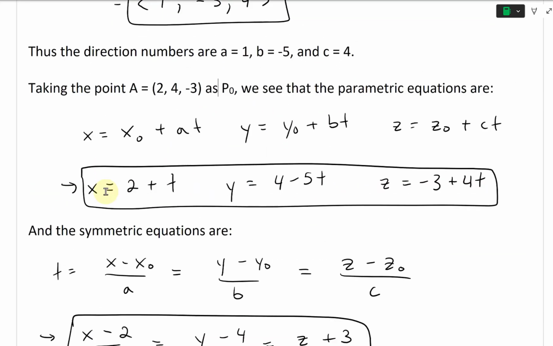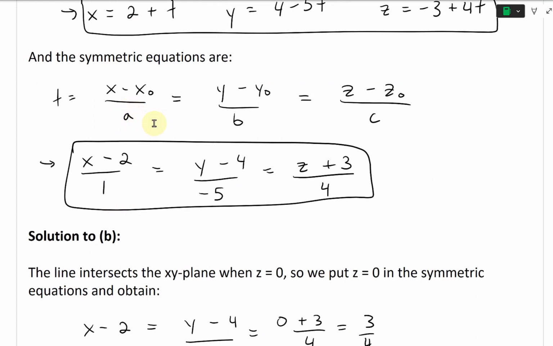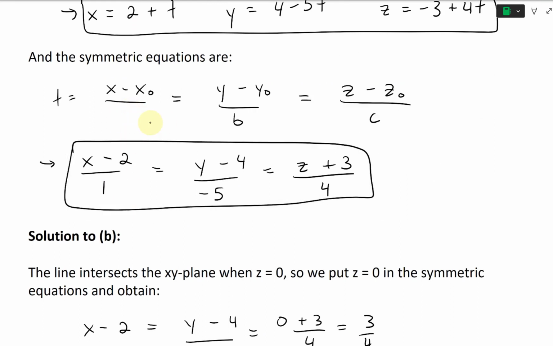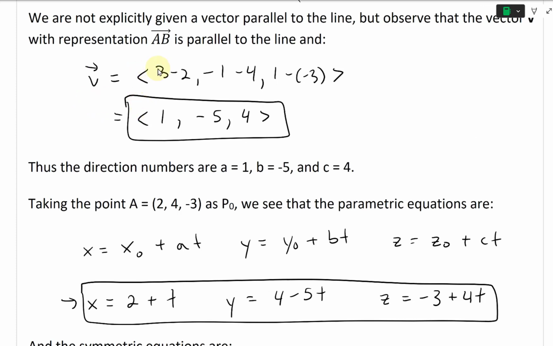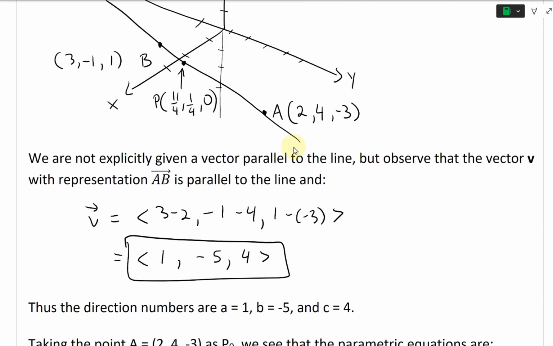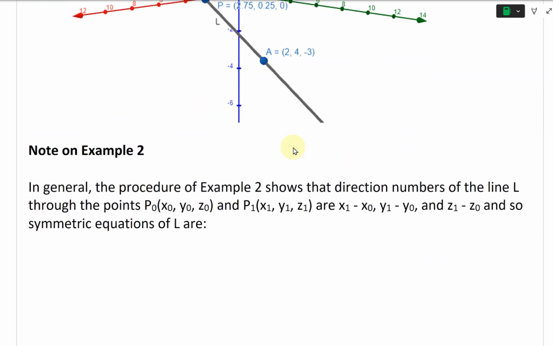And those are the direction numbers there. So in other words, we could write this equation as, instead of A, x1 minus x naught, etc. So we could write it like that because that is what it was. So 3 minus 2, that's just x1 minus x naught. All right. So let's write these out.